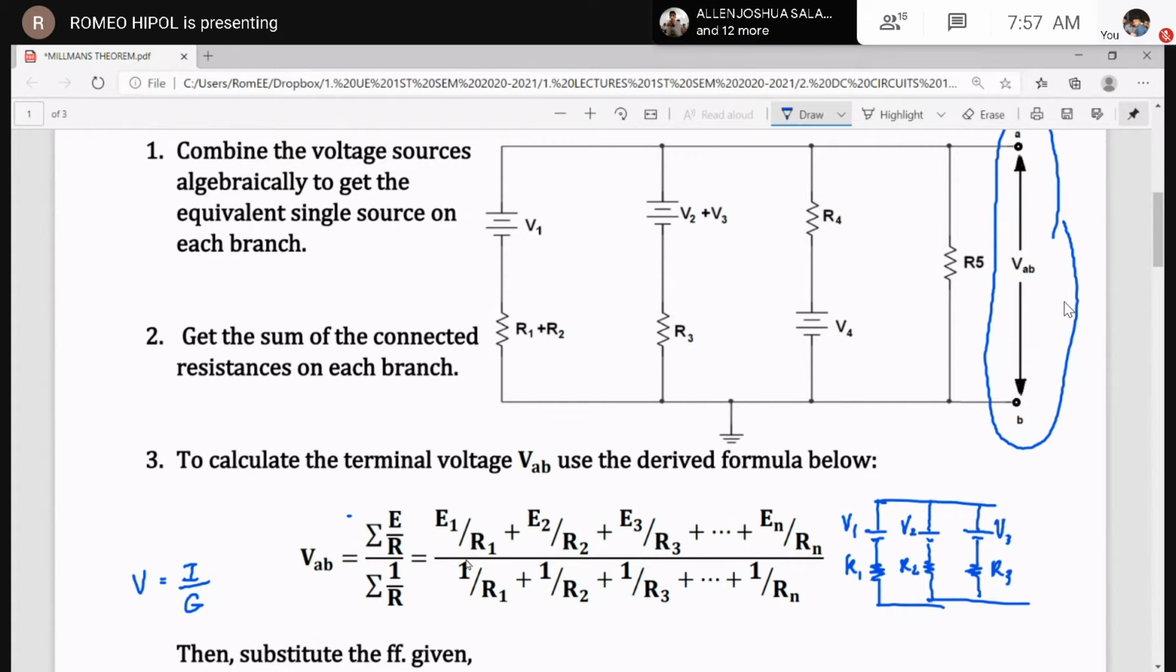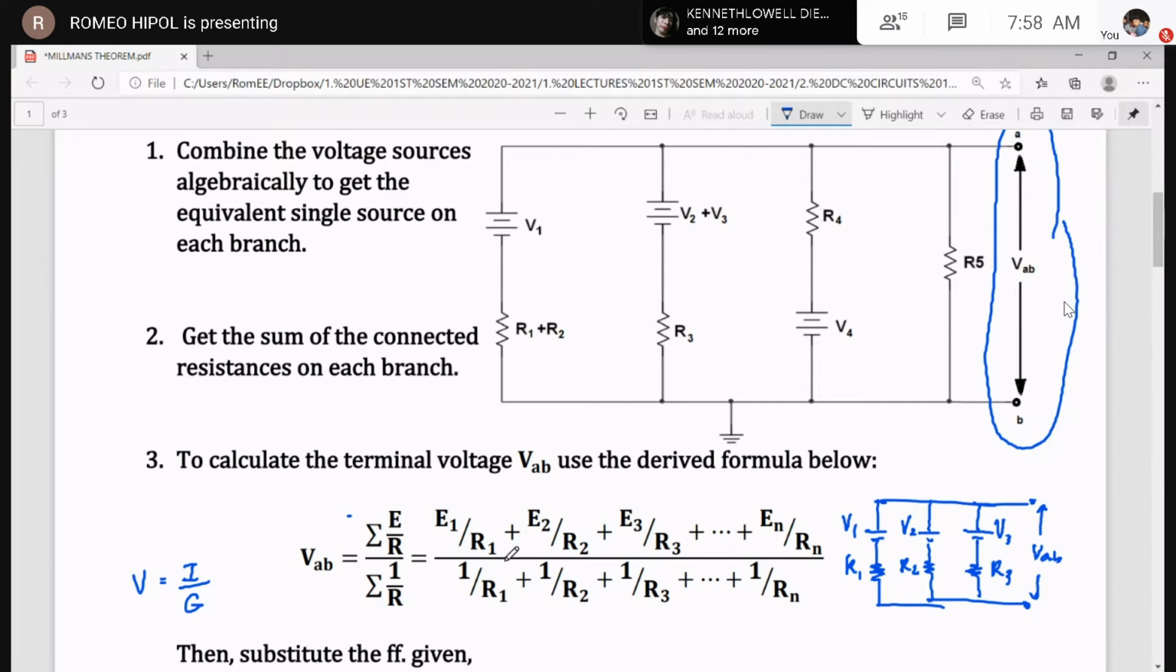R sub 3. So actually, ito yung ating based on the derived formula. Ito yung connection of the circuit. Naintindihan? So that's to be the numerator, divided by summation of the conductances on each branch. So we have 1 over R sub 1 plus for the second branch 1 over R sub 2 and so on.